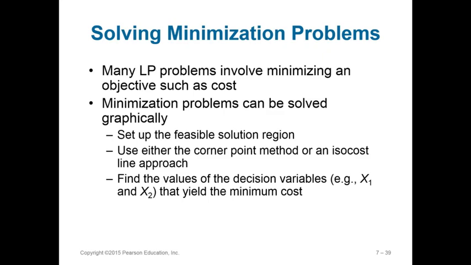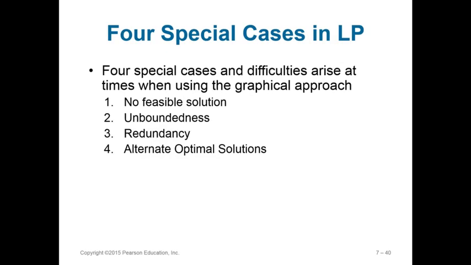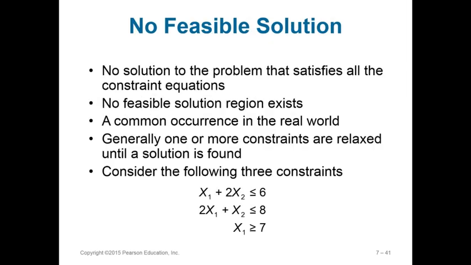So if you're going to do a minimization program instead of a maximization one, sometimes it's because you want to minimize cost, you might want to minimize waste or use of a certain kind of resource. And there are certain kinds of cases within LP when you just can't get to the answer that you're wanting. One of them is no feasible solution, one's unboundedness, one's redundancy, and then alternate optimal solutions. So let's take a look at those.